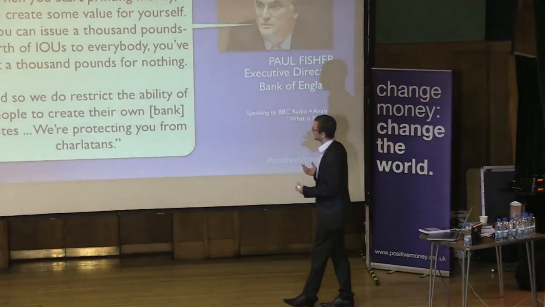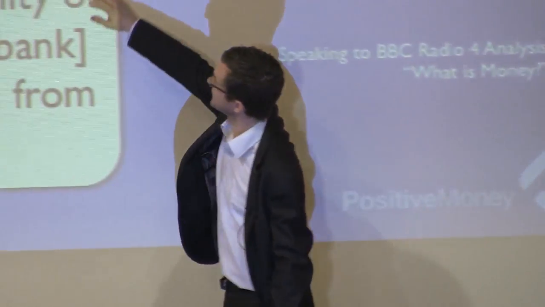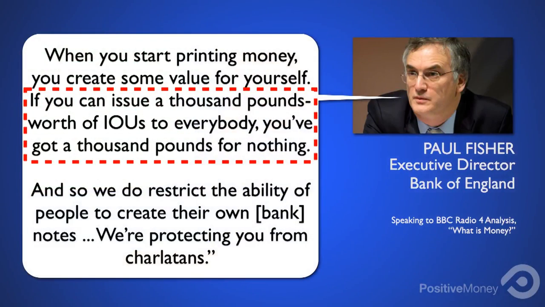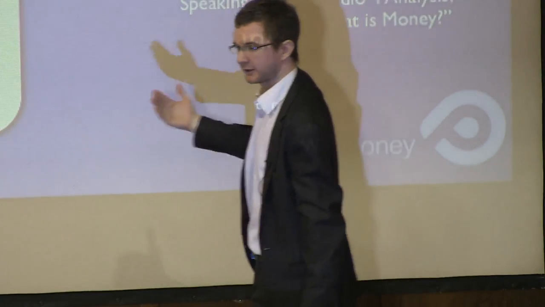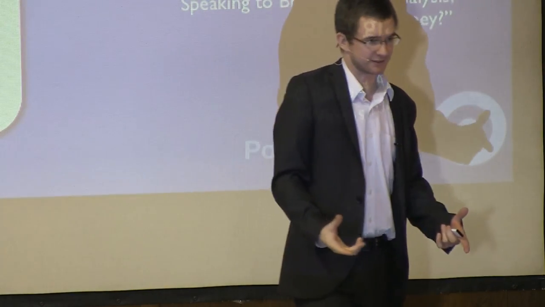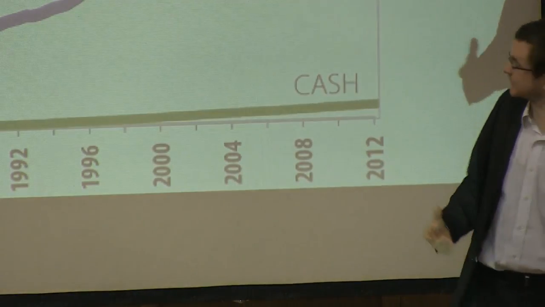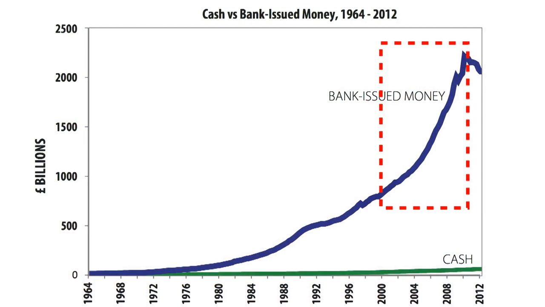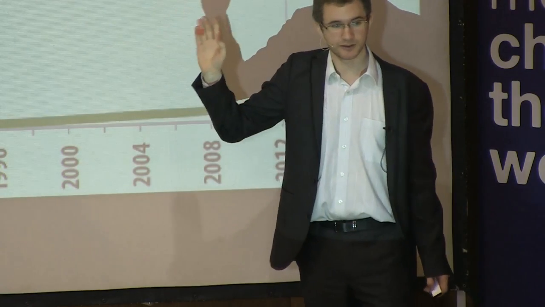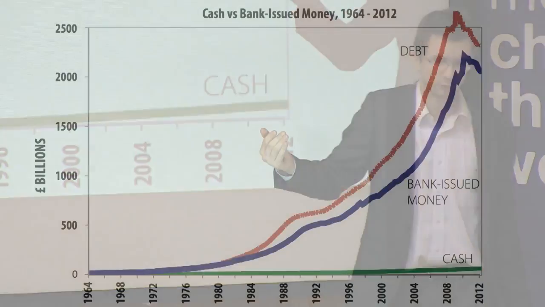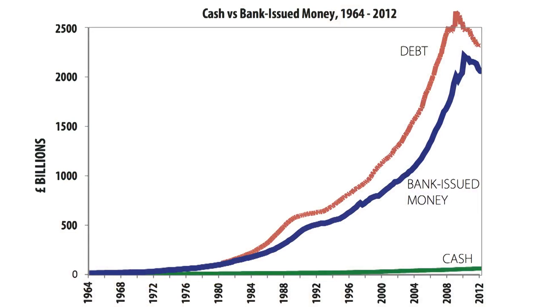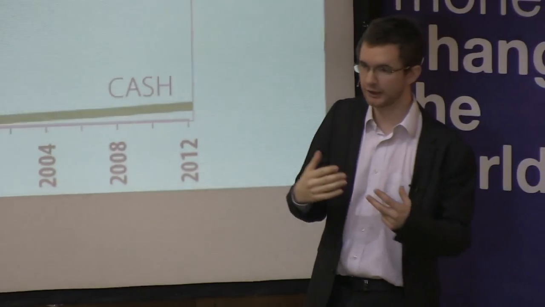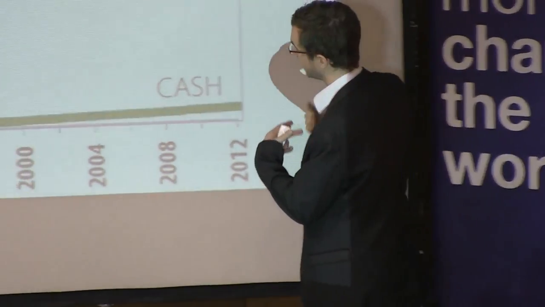So he was talking about counterfeiting, but for me the key phrase is this: if you can issue £1,000 worth of IOUs to everybody, you've got £1,000 for nothing. Now what banks do when they make loans is they issue liabilities, IOUs. In the last 10 years alone, banks have issued more than £1 trillion of these new IOUs, these liabilities. Now the something that they got for nothing was £1 trillion worth of debt, of interest-bearing contracts. And this is mortgages, personal loans, business loans. This is debt from us to the banking sector.